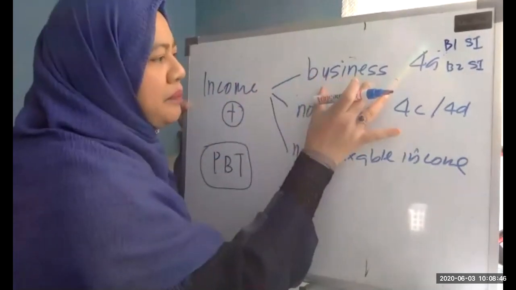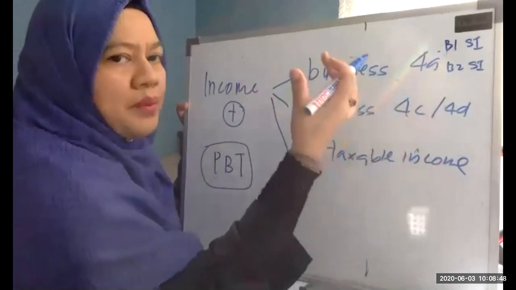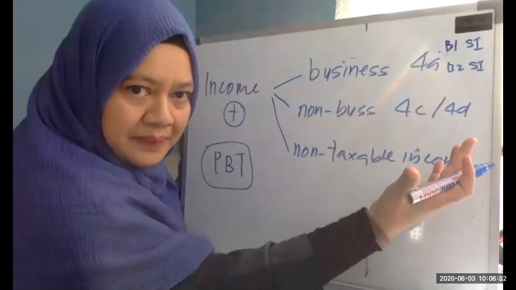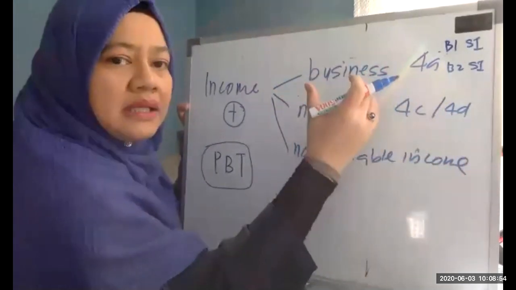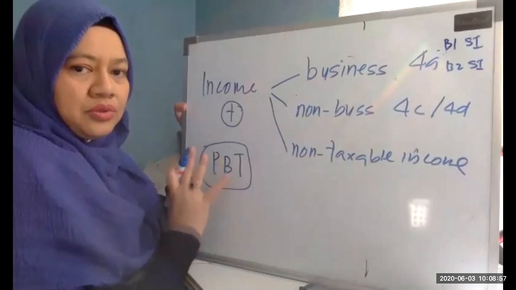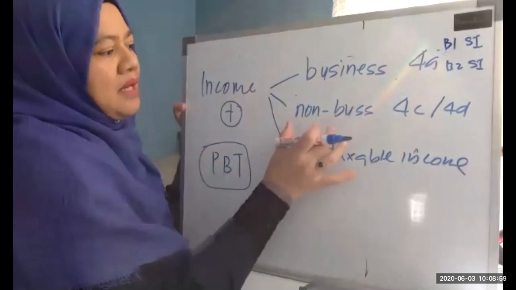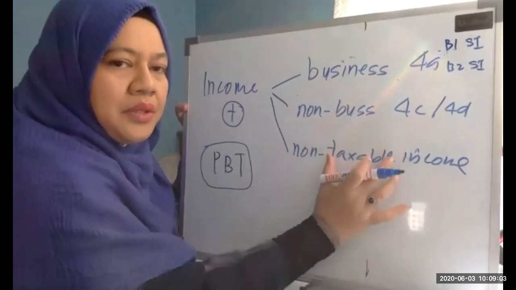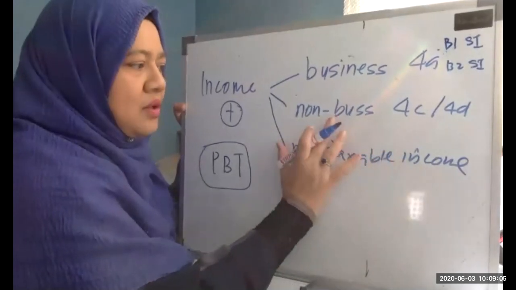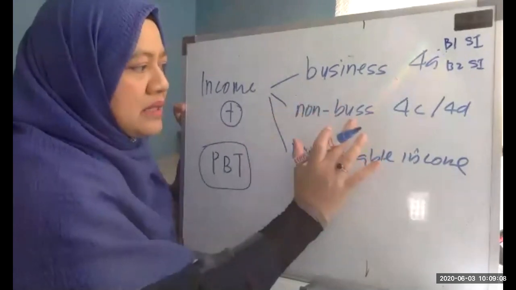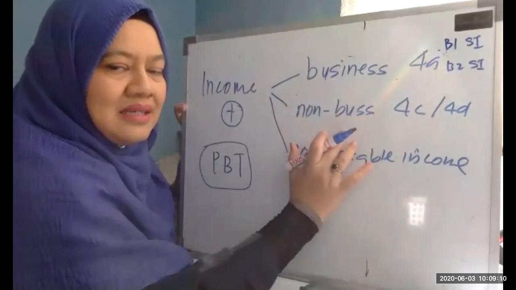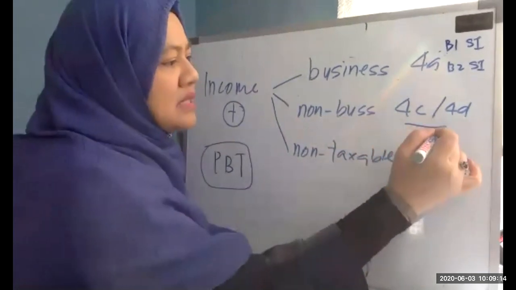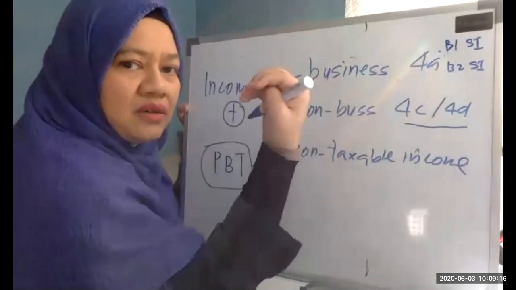If in your profit before tax you have business income, for example from your sales, you don't have to do any adjustment, so you leave that amount in the profit before tax. But if the income is non-business, for example rental income, dividend income, or interest income, all this income is non-business. Sometimes we call it investment income. It is under section 4C and 4D, which means you have to take it out first.